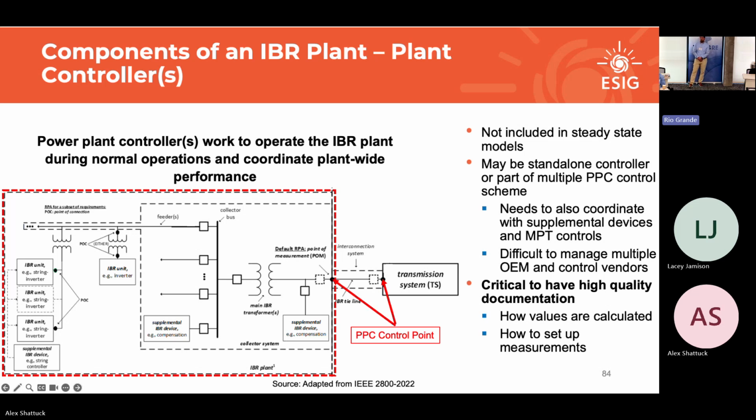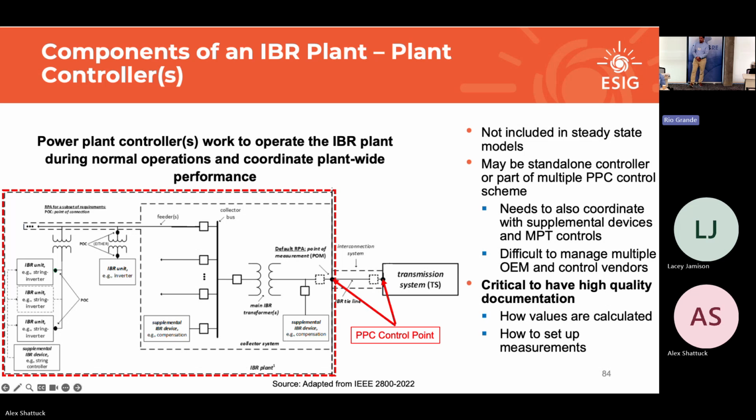You'll see a block for a plant controller because they're kind of conjoined, the load flow and the dynamics piece there. They may be standalone. They may be part of a multi-PPC control scheme. Know what you're looking for and what you're trying to see. But it's also coordinating all supplemental devices, right? So if you have a plant controller and a bunch of capacitors at a facility and the plant controller is not connected to the caps, maybe they're fixed and that's how they operate, or maybe they're missing a connection. Another red flag to dig into to make sure you're modeling correctly.